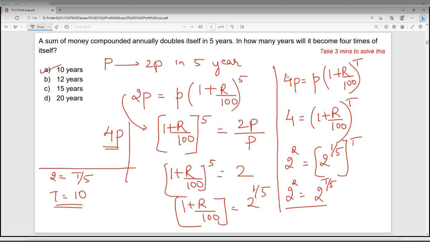This is a longer route, but you could have directly done it. They have told us that it will double in 5 years. So to become 4 times, another 5 years should pass. So totally 5 plus 5, 10 years would be required.